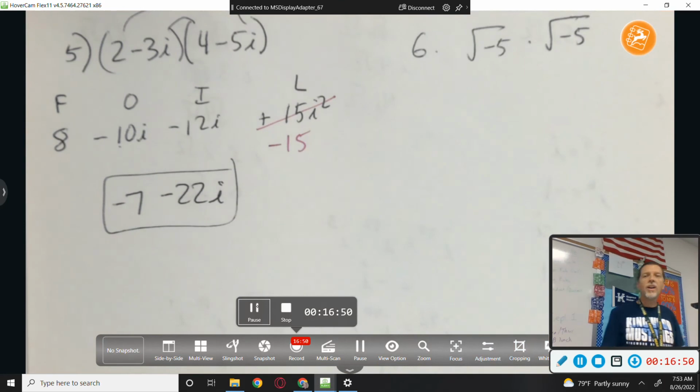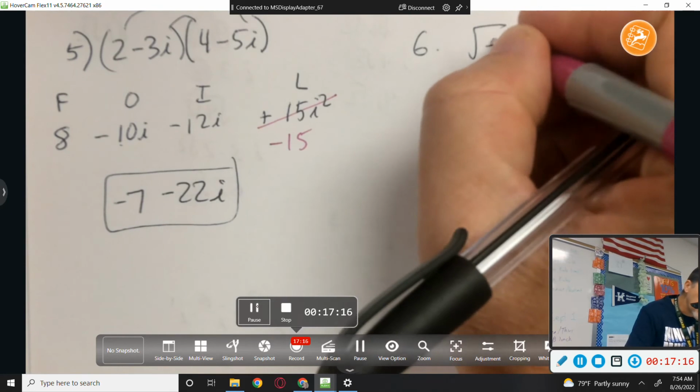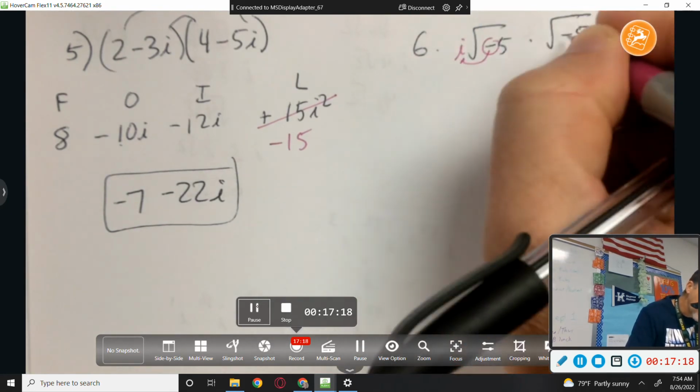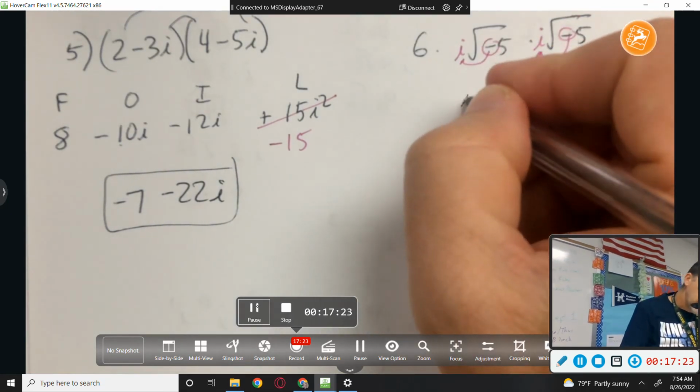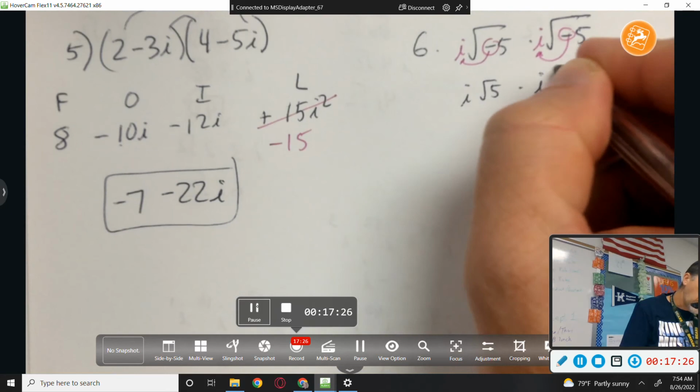All right, this next one can present difficulties to people because they try shortcuts that they're not allowed to try. Square root of negative 5 times square root of negative 5. I don't even know if I want to show you the wrong way. Is there a square root of 5? There's not a square root of 5. You're right, we're kind of stuck with that. But what we can definitely do is take the negative sign out front as an i. So i root 5 times i root 5.